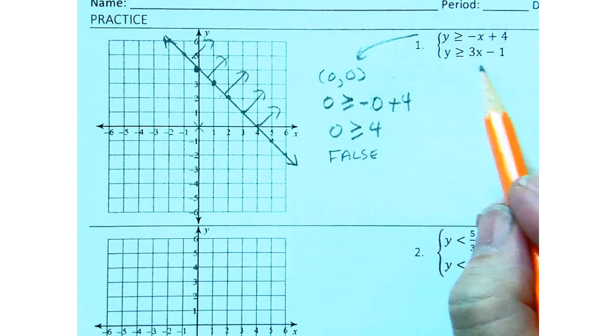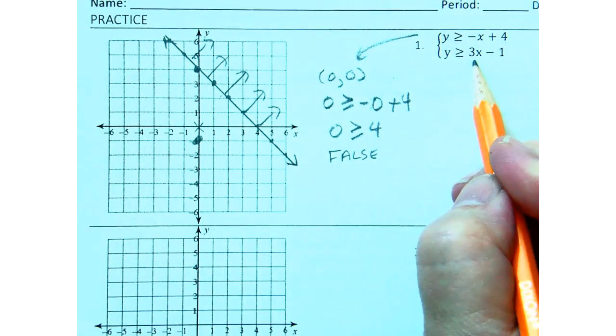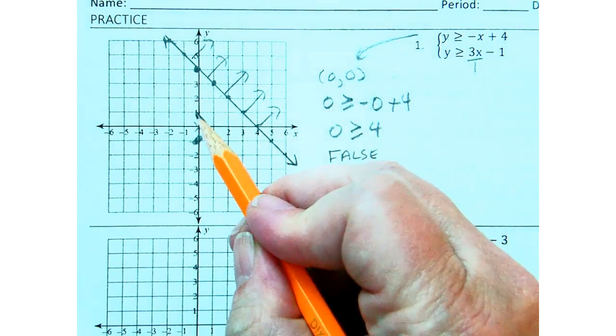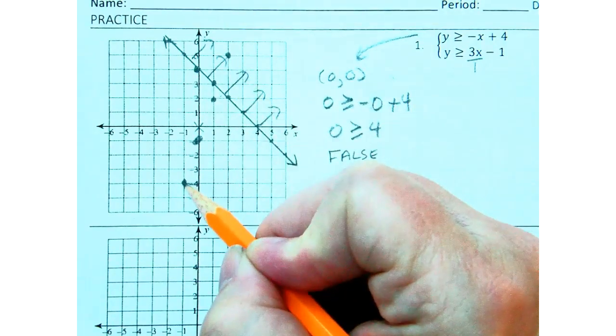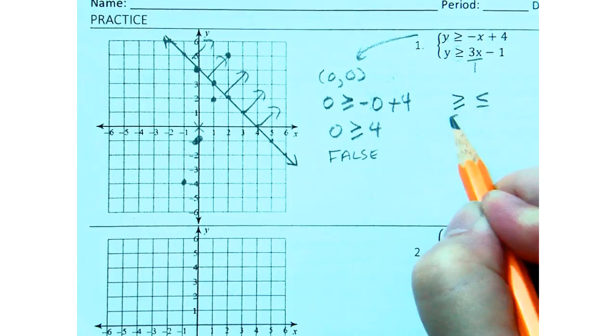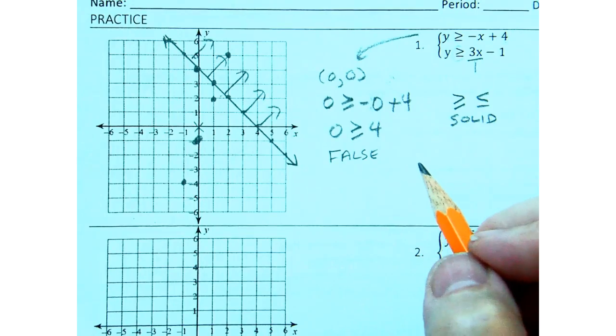Now graph the second inequality. This one has a y-intercept at negative 1 and a slope of 3 over 1, up 3 and right 1. This one also has an or equals symbol, so it is a solid line. Anytime you see a line under the symbol, it is a solid line.